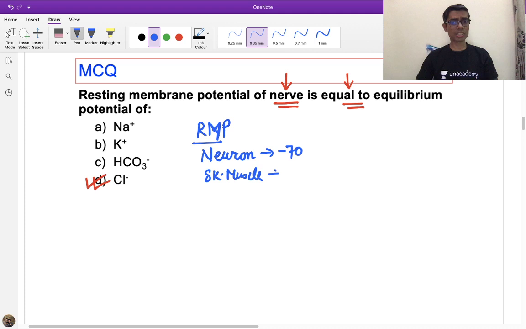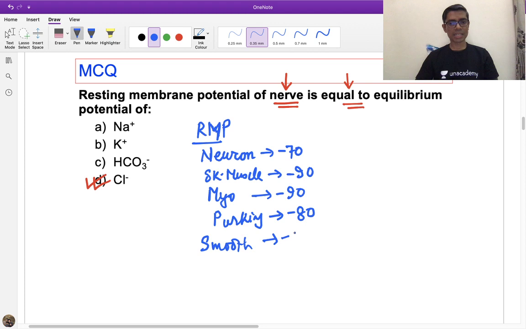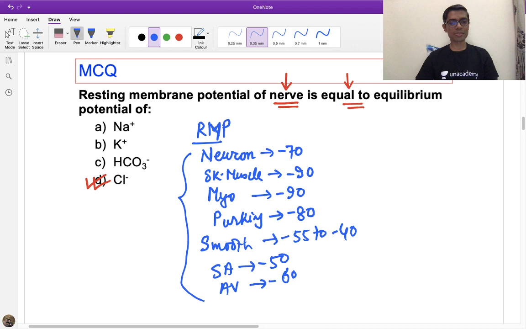RMP of skeletal muscle, you have to just remember this information at your fingertips: minus 90 millivolt. RMP of myocardium is minus 90 millivolt. RMP of Purkinje cell, minus 80 millivolt. RMP of smooth muscle is minus 55 to minus 40 millivolt. RMP of SA node, minus 50. RMP of AV node, minus 60. As much information as you can remember, but at least these are the essential information to remember.